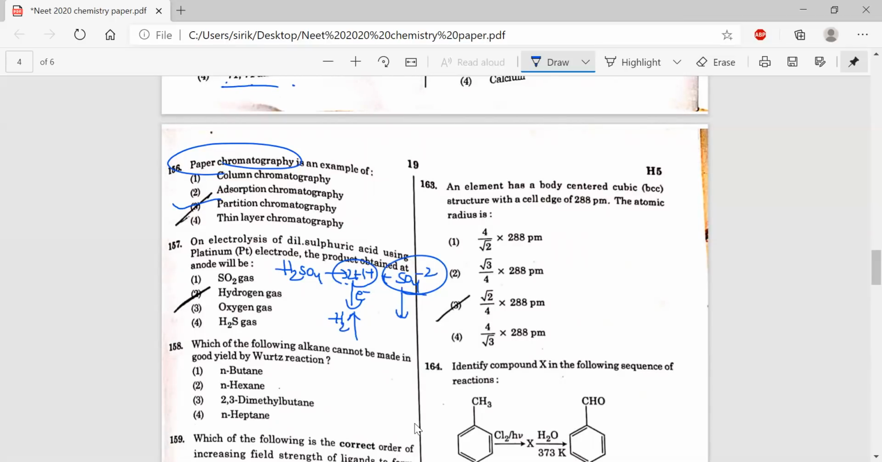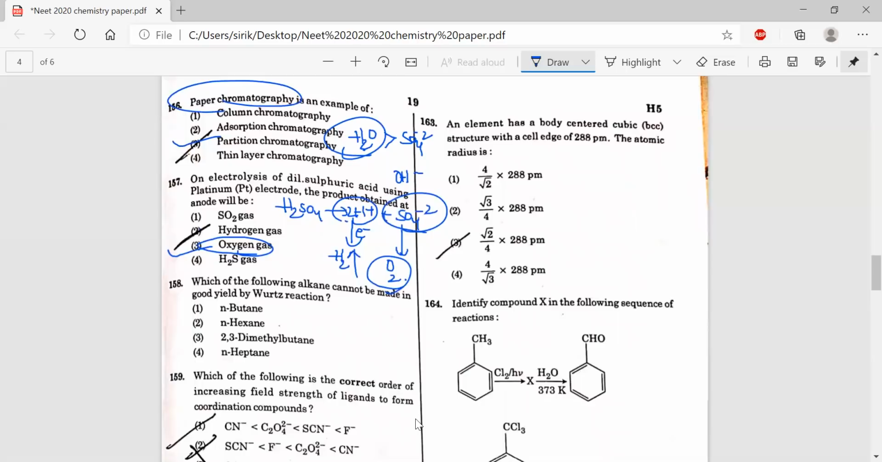But when SO4 2- is moving, water will also be there. In water, there is OH-. There is a competition between these two. So which one moves up faster? We discussed the trick, right? What is the trick? The oxidation potential of water is more than that of SO4 2-. So water undergoes oxidation and O2 gas will be released. So at the anode, oxygen gas will be released. At the cathode, hydrogen gas will be released.